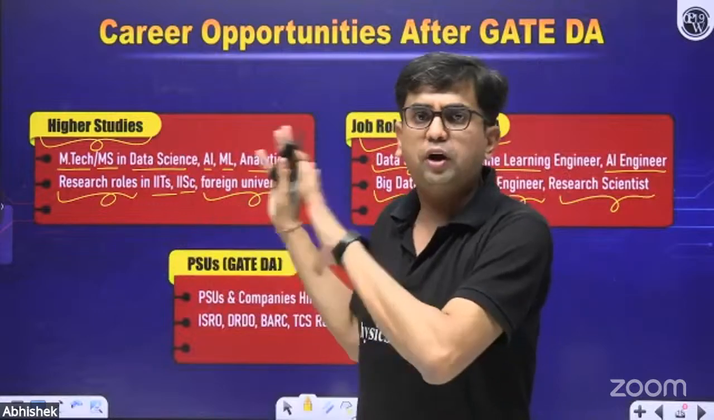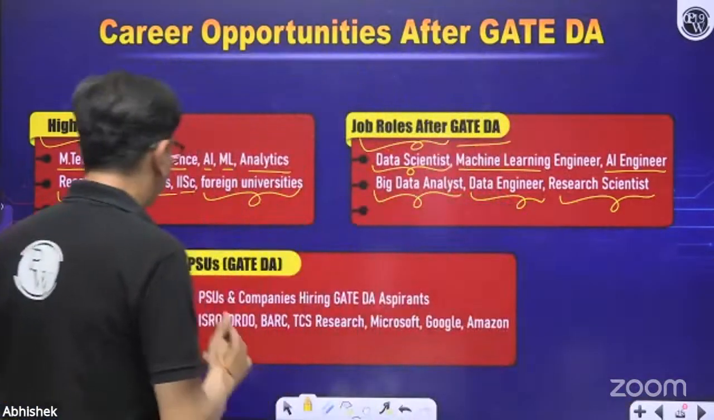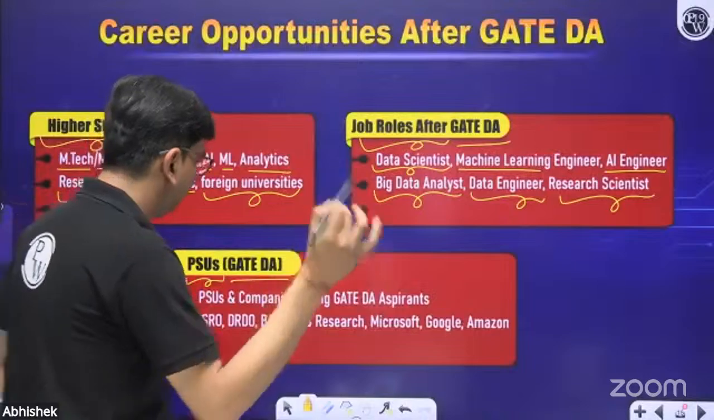If you clear the GATE DA exam with a good rank and are not joining higher studies, there is also an opportunity to join a PSU through this. Like the GATE CS exam, through the GATE CS examination some companies are hiring.